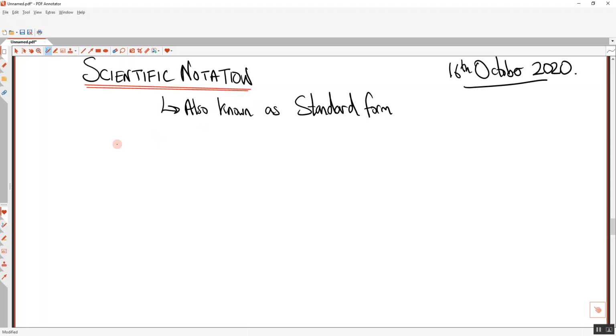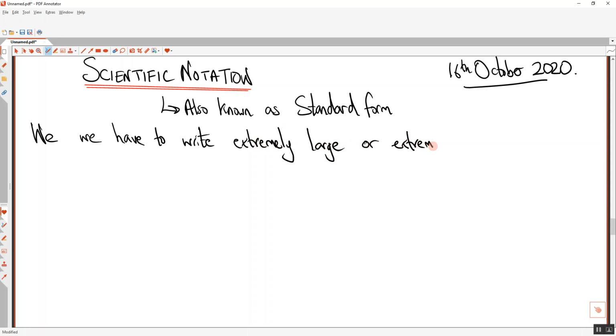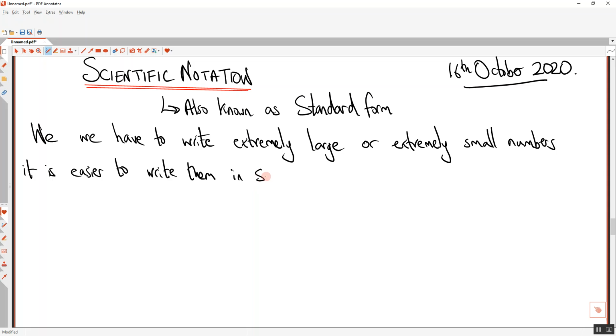Okay, so scientific notation, also known as standard form. We're just going to put down a short note: when we have to write extremely large or extremely small numbers, it is easier to write them in standard or scientific notation, or standard form.